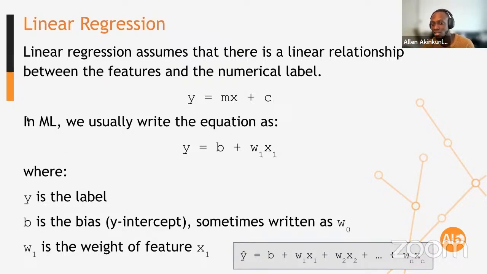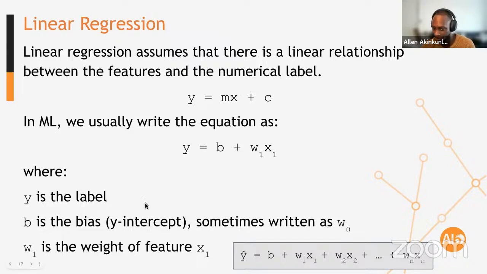So in machine learning, we usually write the equation as y equals b, or some people write it as w naught, plus w1 x1. Right? It's basically just a rewriting of this. We put this here first. Instead of m, which is the gradient or the slope, it's now called w1, and x is x1. And I'll tell you why you now have these ones here. Like, why do you have one, right?